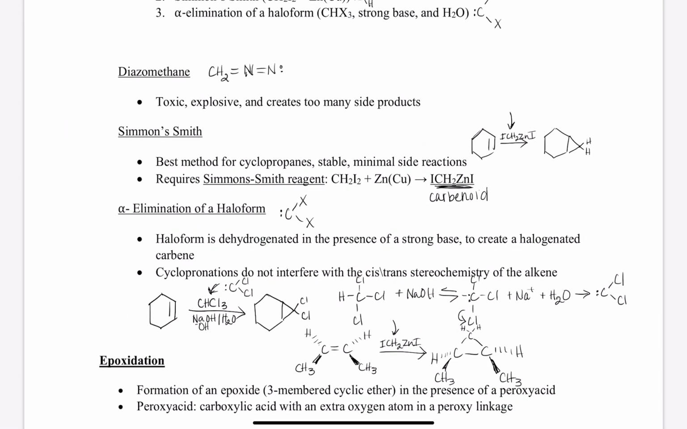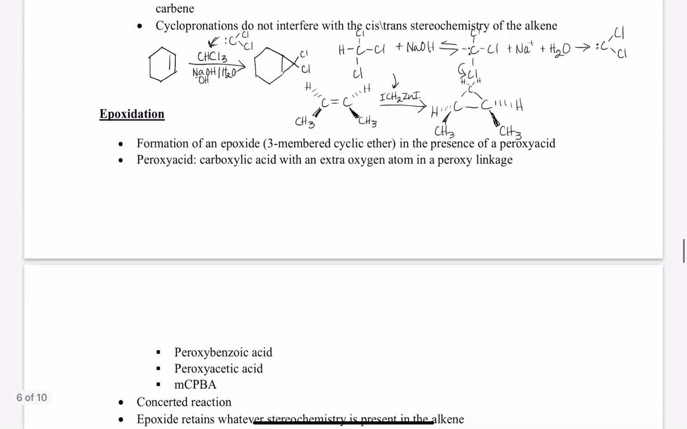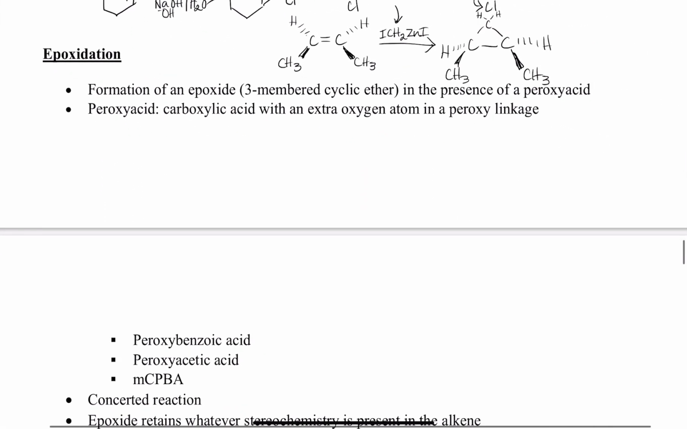You are not required, again, there's really no arrow pushing. It's just a matter of identifying the reagent and knowing what your carbene will look like. So that is carbene addition. Next, for epoxidation. Epoxidation is going to be the formation of an epoxide in the presence of a peroxy acid. So an epoxide is a three-membered cyclic ether that looks just like this.